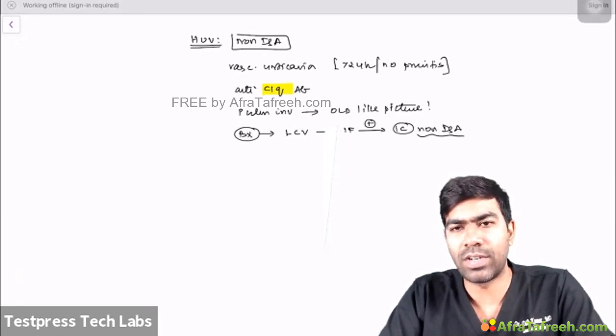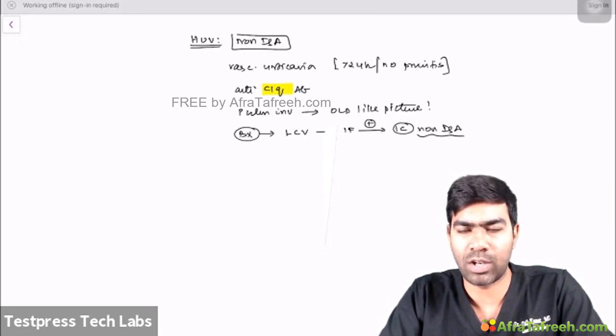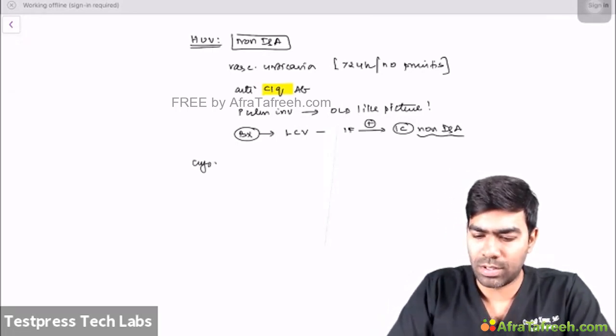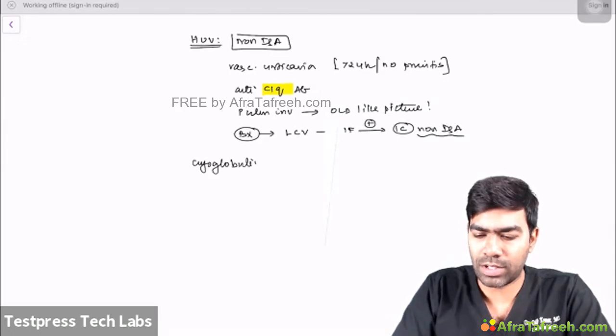Then the next disease that we need to discuss is cryoglobulinemia, which is very important again, or cryoglobulinemic vasculitis.